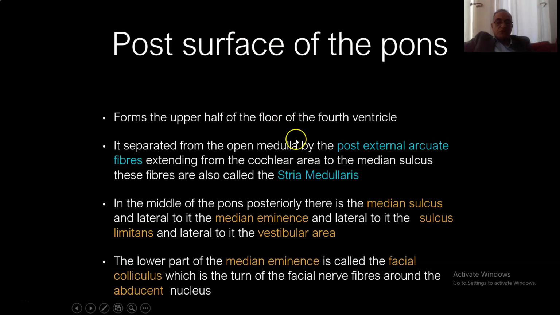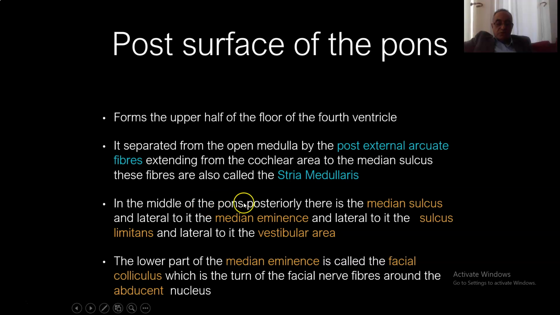Posterior surface of the pons, it forms the upper half of the floor of the fourth ventricle, separated from the open medulla by the posterior external arcuate fibers, which extend from the cochlear nuclei to the median sulcus. These fibers are also called the stria medullaris. Not the stria medullaris thalami, stria medullaris, full stop.